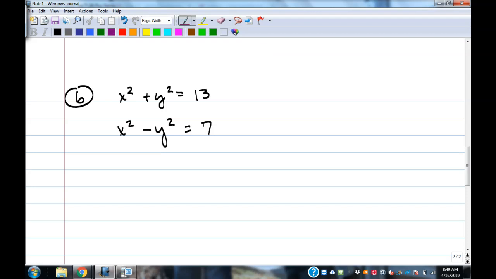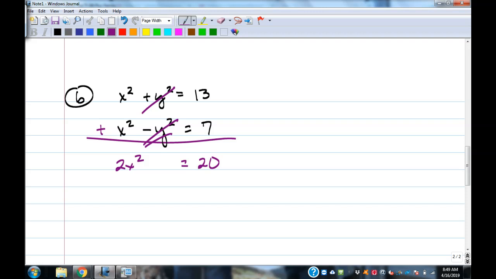So again, you can use substitution. You could use elimination. I think elimination would be a great one for this one, because what do we see? We got y squared and negative y squared. We got opposites there. So if we add these 2 equations together, the y squareds are going to cancel out. Now we get 2x squared is equal to 20. And that is an easier problem to solve.